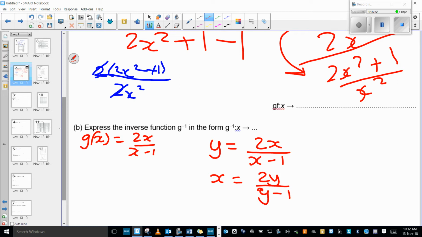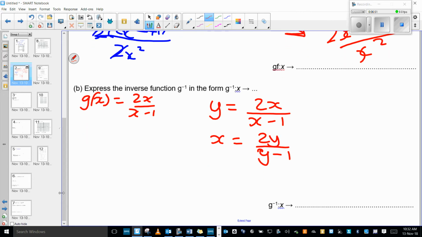So that is our procedure. When you're finding inverse functions, write y equals and then switch your letters. Because remember, that's what an inverse function is. Your domain has become your range and your range has become your domain, and it's a reflection of the line y equals x.